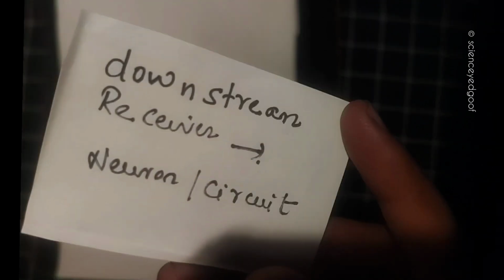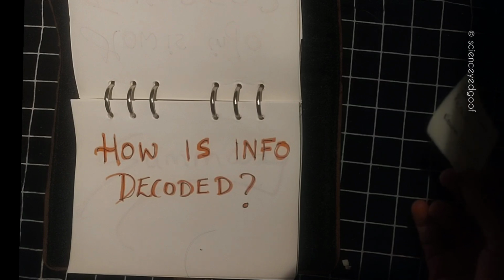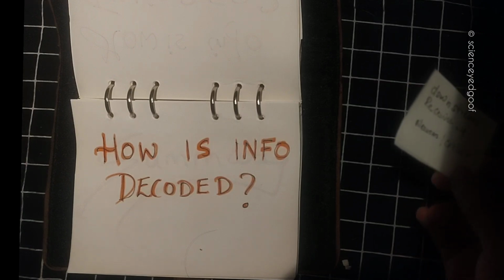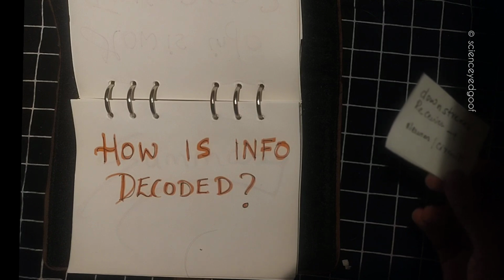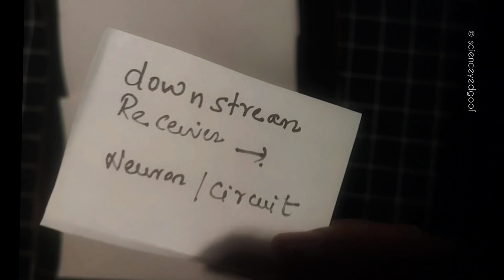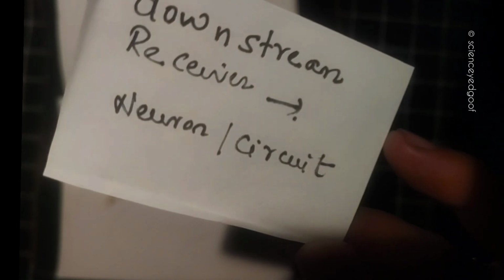So I'll just repeat this particular part. How is the information decoded? Whatever information you have seen that is represented and encoded can only be decoded by a downstream receiver, which in our case is a neuron or a circuit. To understand this, let's take an example.